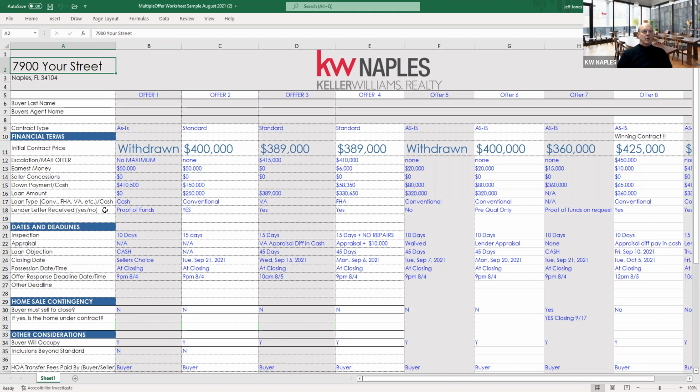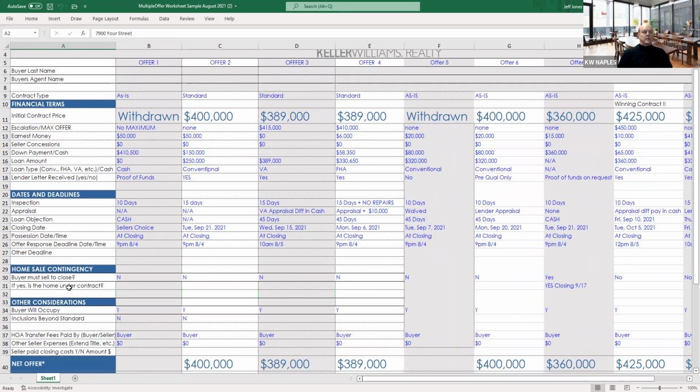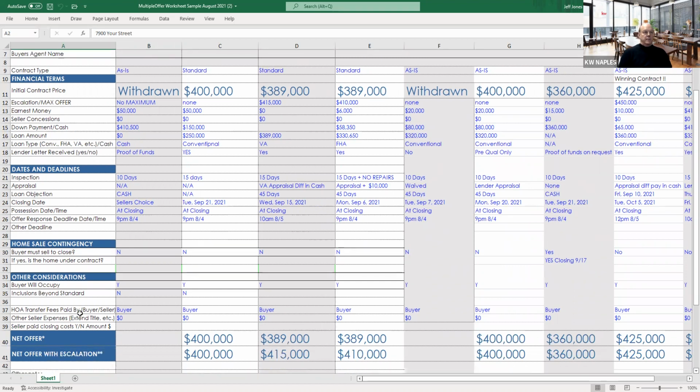The loan objection means when is the financing contingency period up, and the loan must be either confirmed or the seller can cancel. What's the closing date? Do they want any type of post-closing occupancy? When do we need to get back to these people? And are there any other deadlines that you're going to set by a highest and best? Is there a home sale contingency? If so, is the home under contract and when is it closing? Other considerations that we put in there.